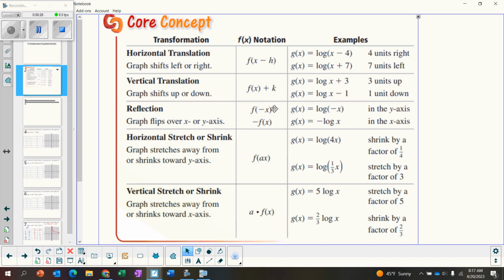If the negative is with the x, that's a reflection in the y-axis. If it's in front of it, it's a reflection in the x-axis. If there is a number being multiplied by the x, remember the x lies, so we take the opposite, and then that's a horizontal shrink if it's less than 1, stretch if it's greater than 1. And if it's in front being multiplied, that's a vertical stretch or shrink, and the number gets to stay the same.